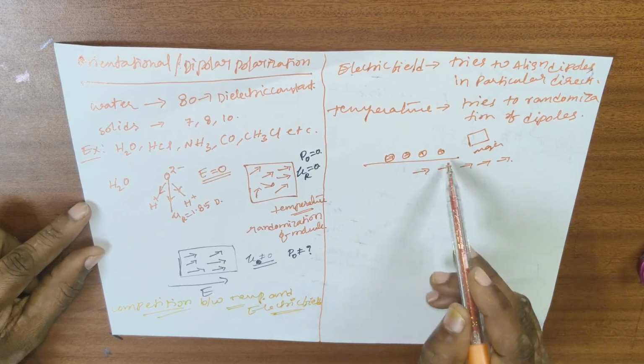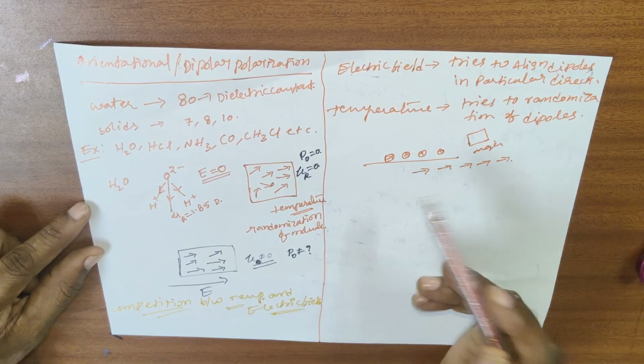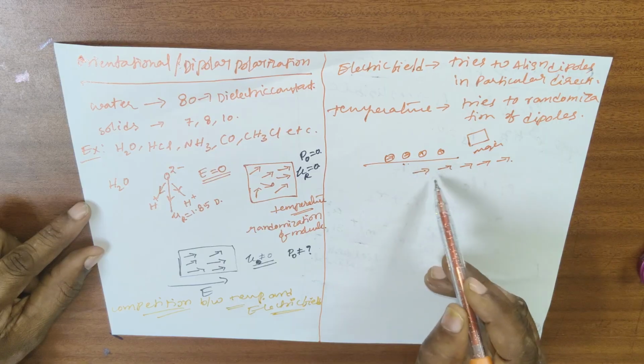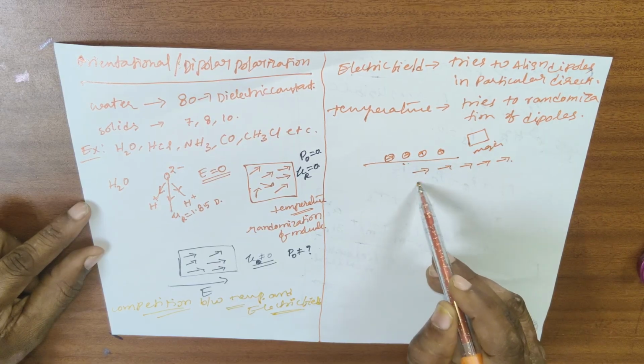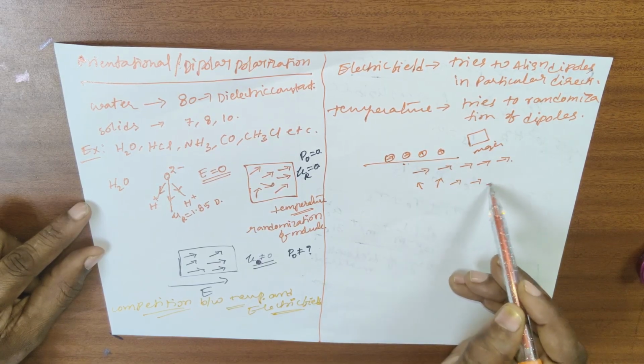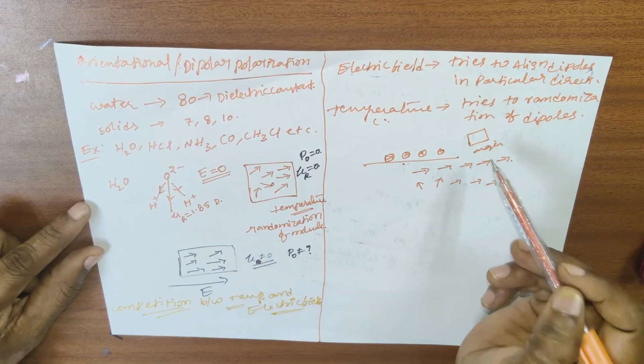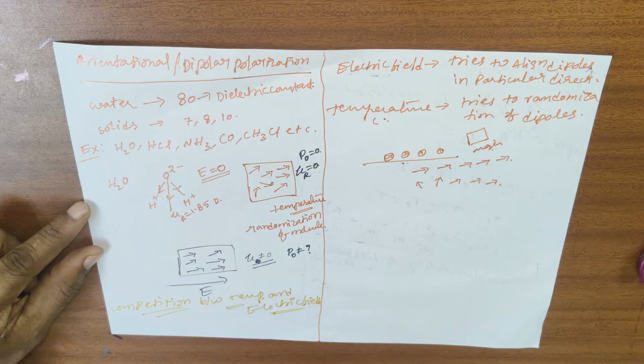If you shake the table, what happens? If you rigorously shake the table, these needles will align in different directions due to the shaking. Here the shaking is temperature, and the magnet is the electric field. This is the perfect example of the temperature and electric field competition in orientational polarization.